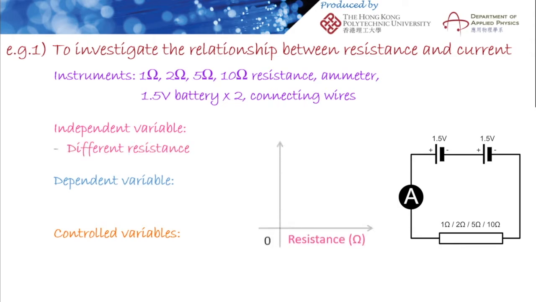So we will put resistance on the x-axis. The experimental result of this experiment is current. Therefore, the dependent variable is current and will be put on the y-axis. And the same battery and the same set of connecting wires will be kept constant throughout the experiment.